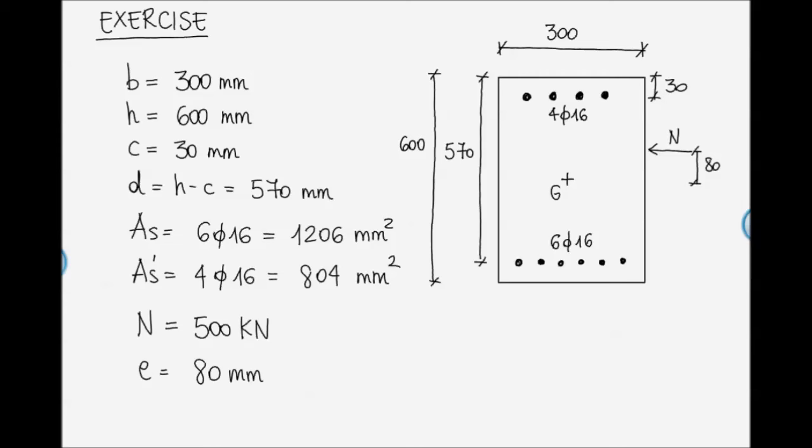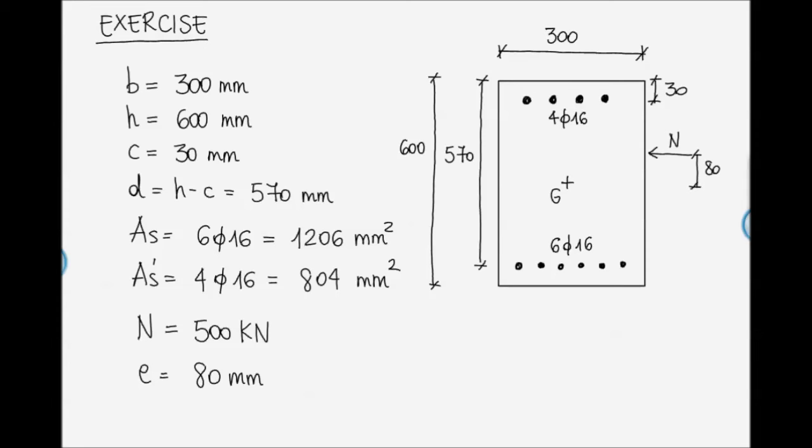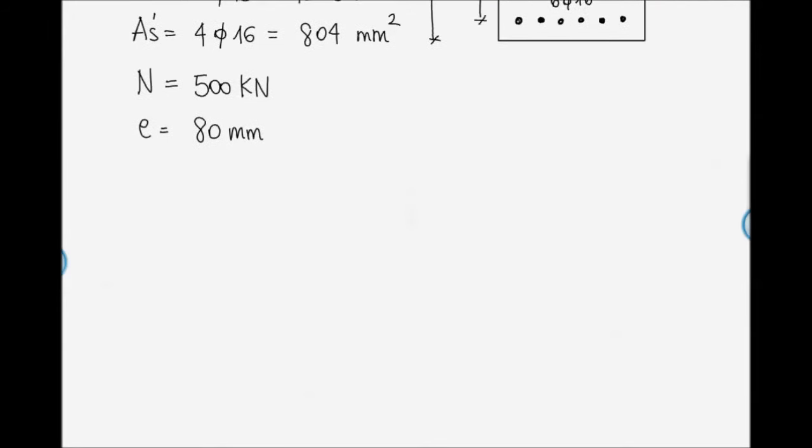So in order to establish if we are in a situation of a high load eccentricity or a small load eccentricity, we have to calculate the dimensions of the central core of inertia. And we will do it both by considering the presence of the reinforcements or by neglecting the presence of the reinforcement and considering only the concrete. We will first consider the presence of the reinforcements.